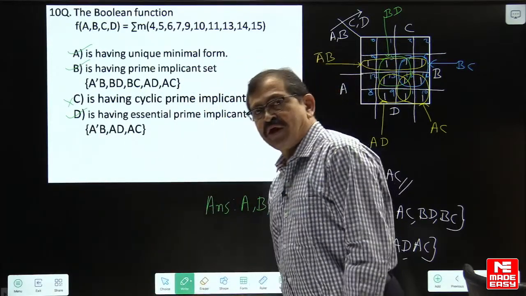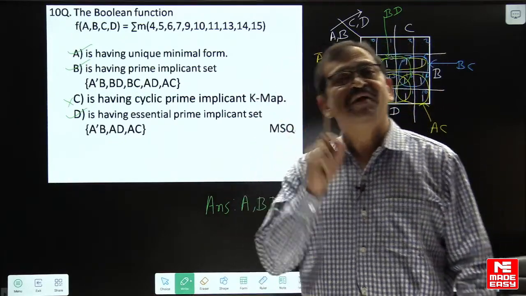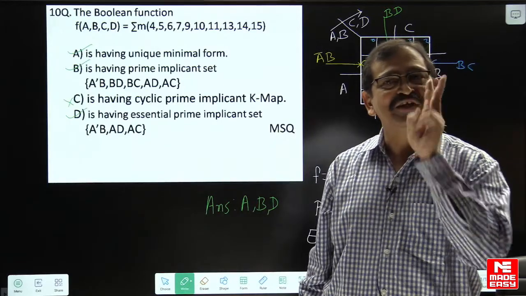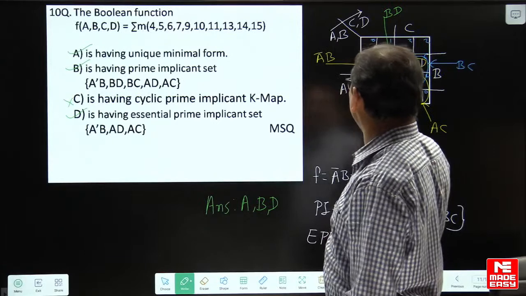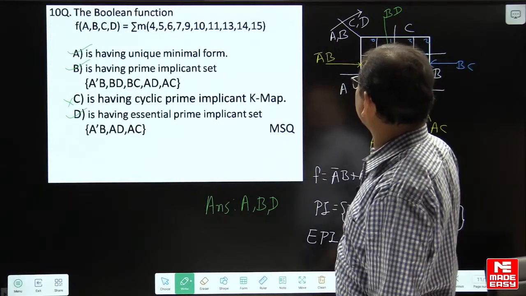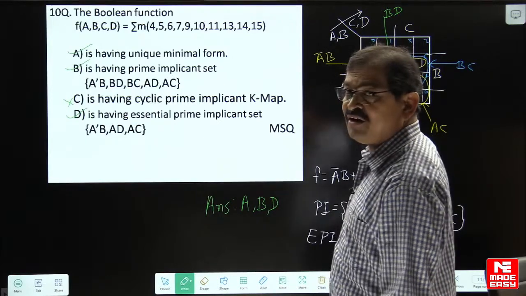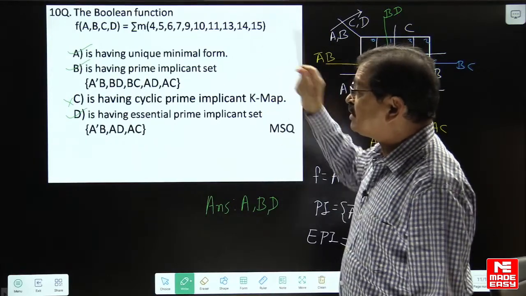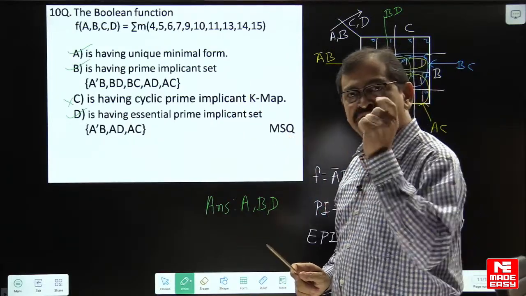And coming to the cyclic prime implicant K-map, as you know, in a cyclic prime implicant K-map every minterm is supposed to be covered by exactly 2 prime implicants. It is not happening so. Every minterm is not covered by exactly 2 prime implicants. You can see here it is not covered by 2. If you see here, 9 is not covered. So to answer this question, you need to know the meaning of the cyclic prime implicant. It is there in your notes.